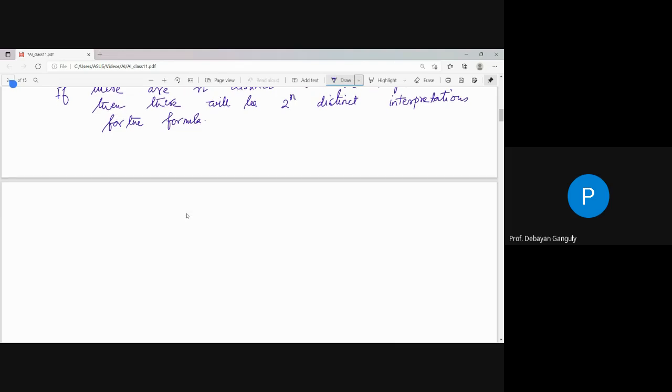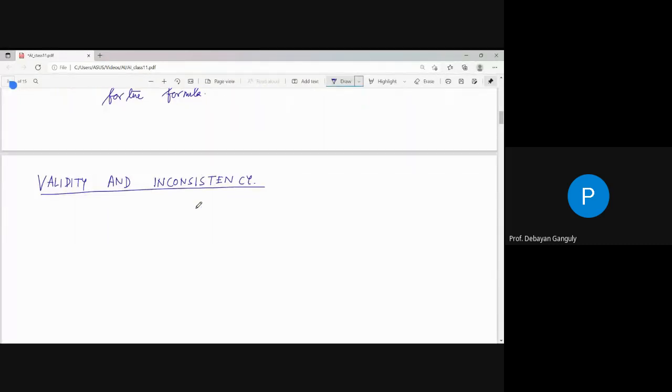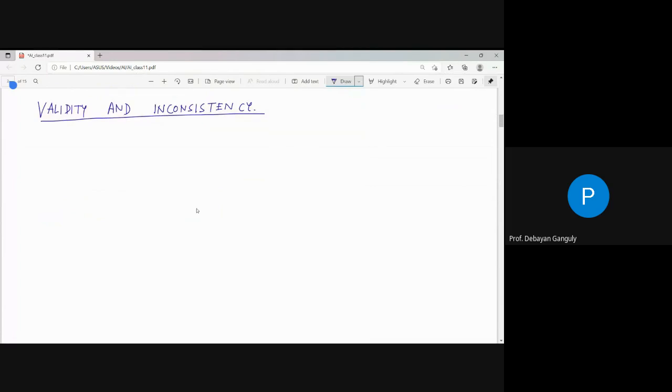Now the thing is validity and inconsistency. What does it mean? Say a formula G, I can write it as P implies Q.